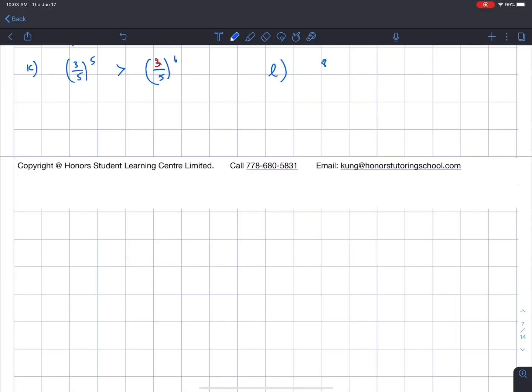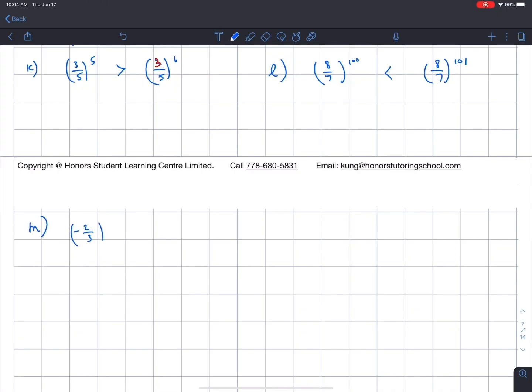Next, 8/7 raised to the power of 100. And 8/7 raised to the power of 101. This time the base is bigger than 1. When the base is bigger than 1, the bigger the exponent, the bigger the value. So because 100 is less than 101, that's why the left-hand side number is less than the right-hand side number.